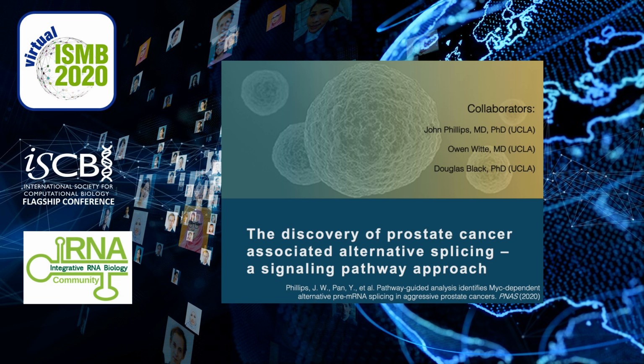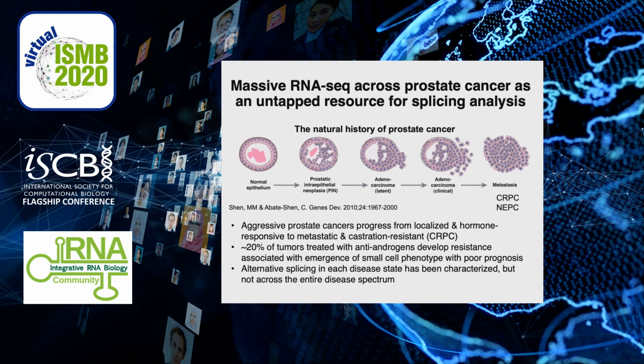So in order to address this issue, we collaborated with the VT Lab and the Black Lab from UCLA, and we established a pathway-guided approach to better answer this question. The specific type of cancer that we're interested in is prostate cancer. This cancer starts from normal epithelium and evolves into adenocarcinoma, which is often referred to as primary prostate cancer and is relatively benign. However, it can progress into metastatic prostate cancer, including the castration-resistant phenotype and also the neuroendocrine phenotype. Metastatic prostate cancer often has a poor prognosis and is very deadly.